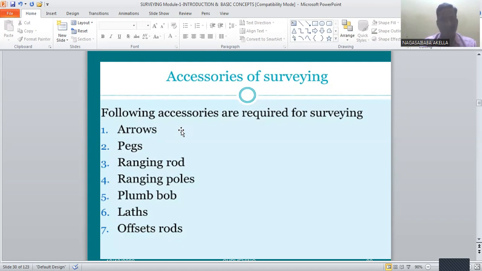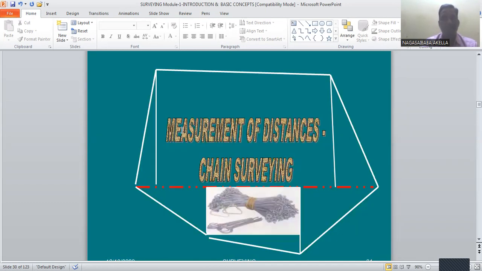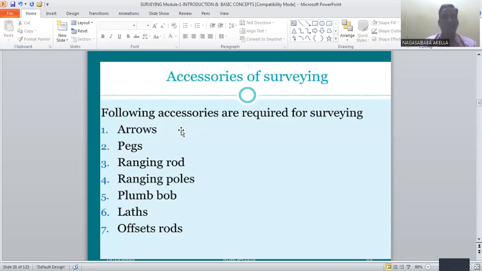is struck with any bushes. It should be pulled with that offset rod with the help of that hook arrangement. So these are the accessories of surveying: arrows, pegs, ranging rod, ranging poles, plumb bob, lats, and offset rod.